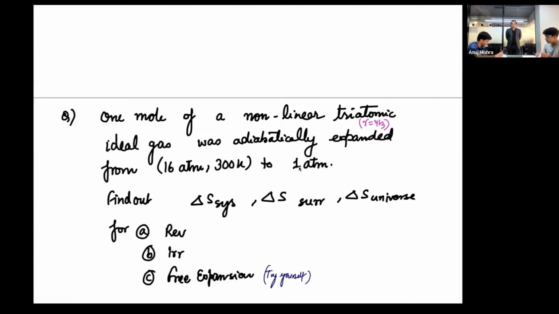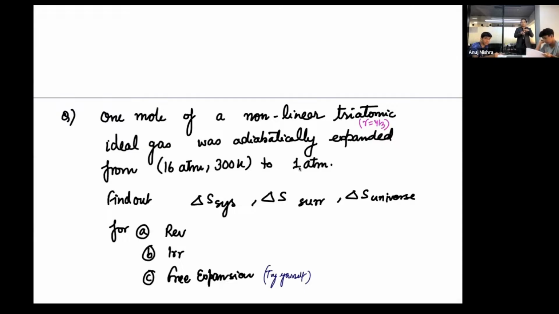So we can use the formula for reversible. The standard formula is delta S system is dq reversible upon T. That is always valid. And the standard formula is delta S surrounding is minus Q irreversible upon T. That can always be used in all the cases. So try to use it.